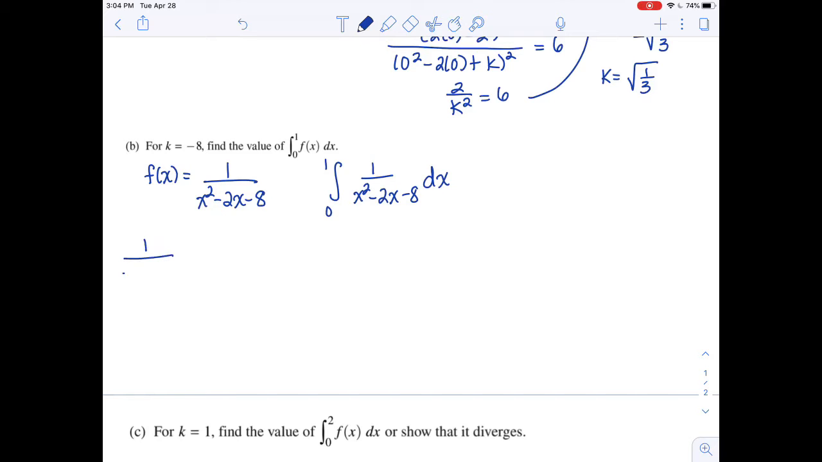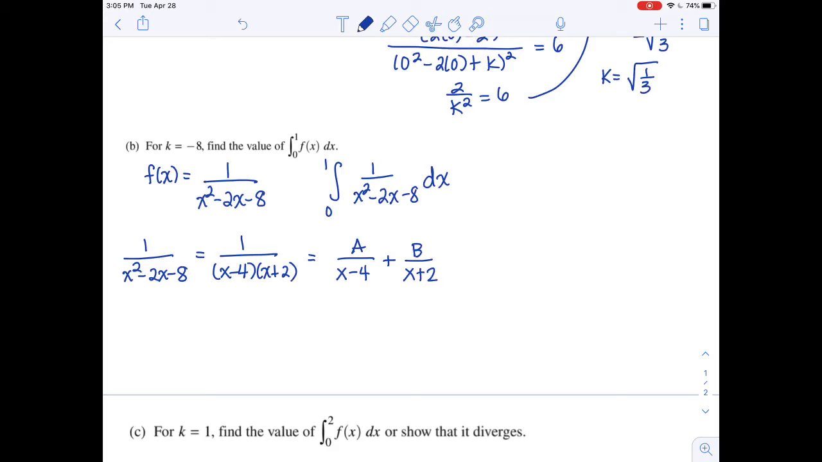So I would have 1 over x squared minus 2x minus 8. And when you factor that, what is that? That becomes 1 over x minus 4 times x plus 2, so that factors properly. So eventually that's going to break apart to become A over x minus 4 plus B over x plus 2. Okay, so that's your partial fraction decomposition.